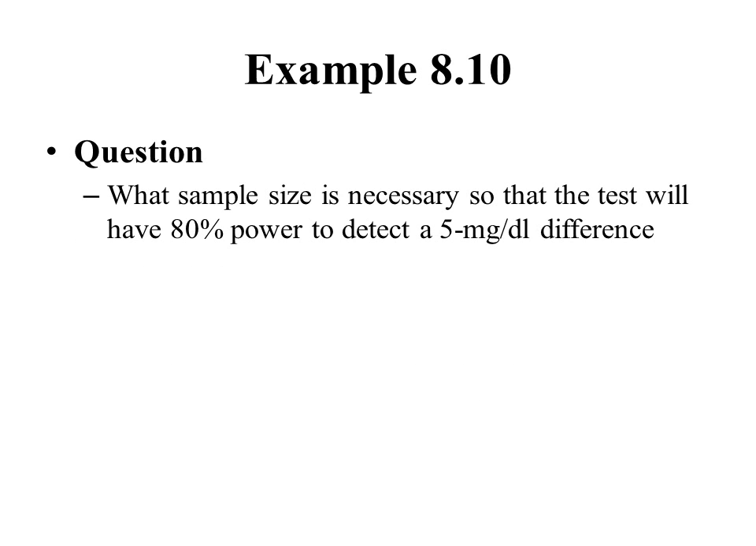And so the question that we want to answer here is what sample size is necessary so that the test will have 80% power to detect a 5 milligram per deciliter difference. So we haven't done the sampling yet. We haven't collected our data yet. We want to determine what sample size is necessary so that we're going to have 80% power to detect this 5 milligram per deciliter difference.